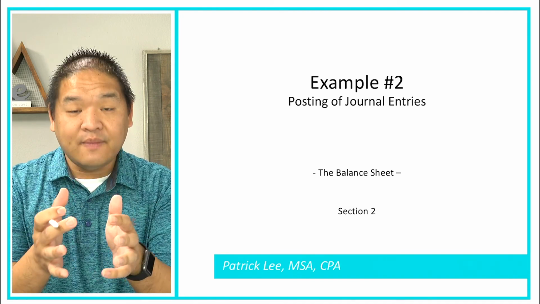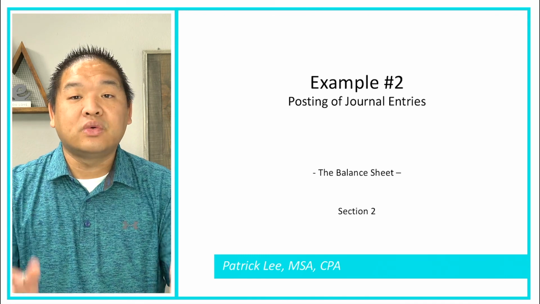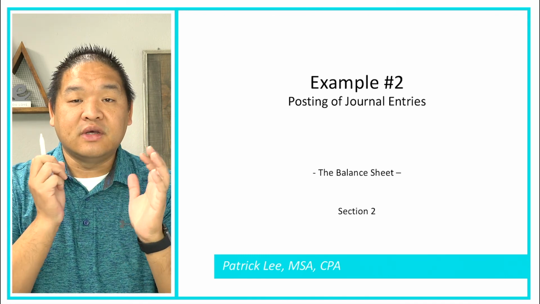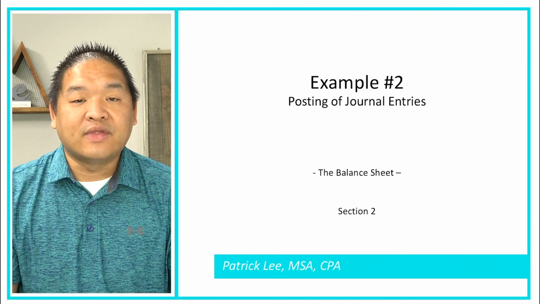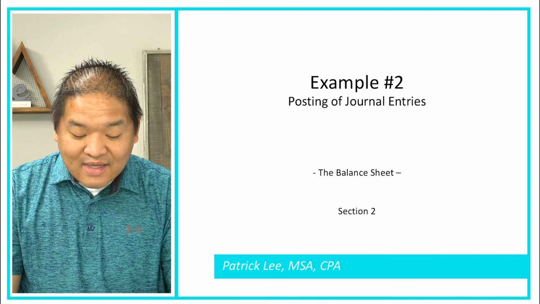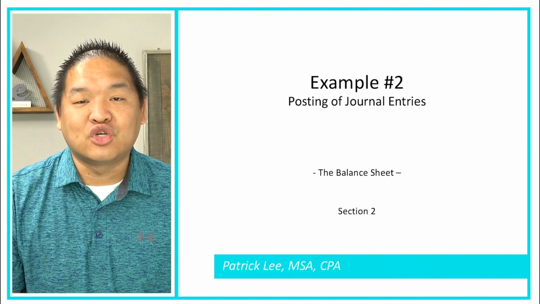If it's a credit, we're going to put it on the credit side. We're going to put it on the right side of the T. So that's all we're doing at the end of the day, is putting it on the left or right side of the T of the actual account that it belongs to. So that is an example of posting of a journal entry.